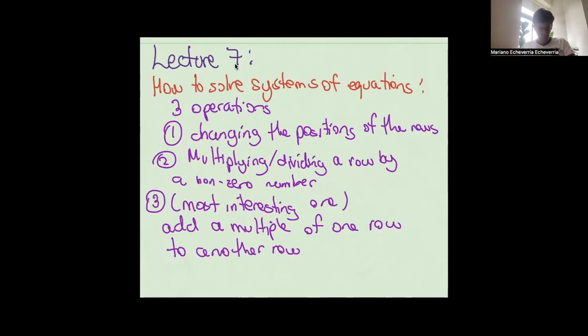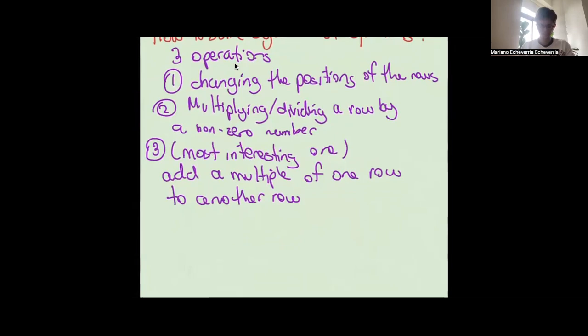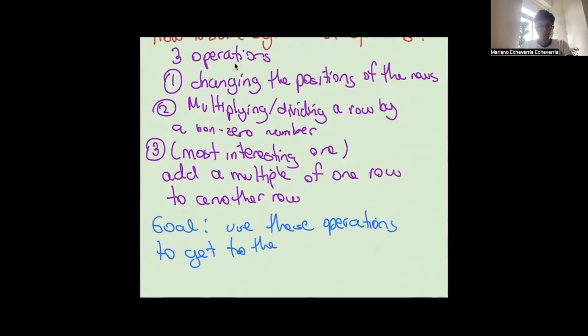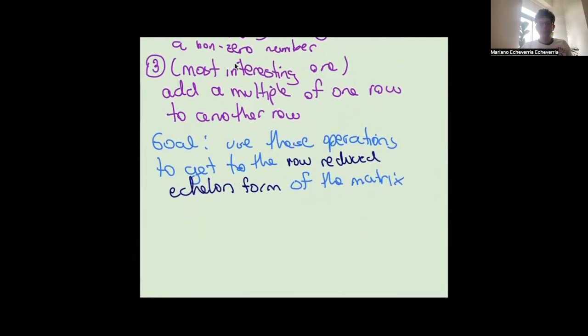So the goal is to use these three operations to get to the row reduced echelon form of the matrix. Okay, so what does that mean? Again, the definition will be less important than what it seems, but I'm just going to write it anyways. This is a way you want to present the system of equations so that it becomes clear how to solve it.